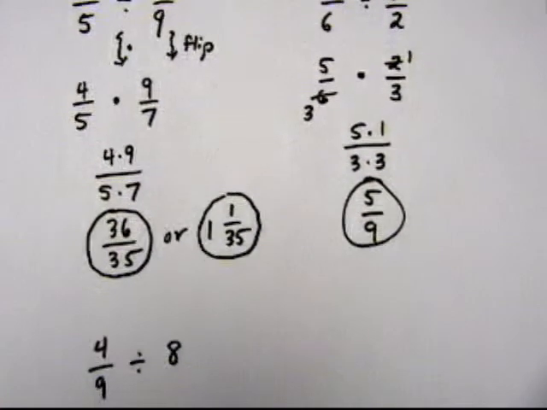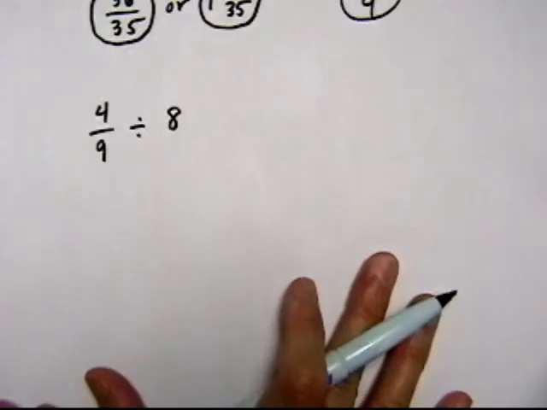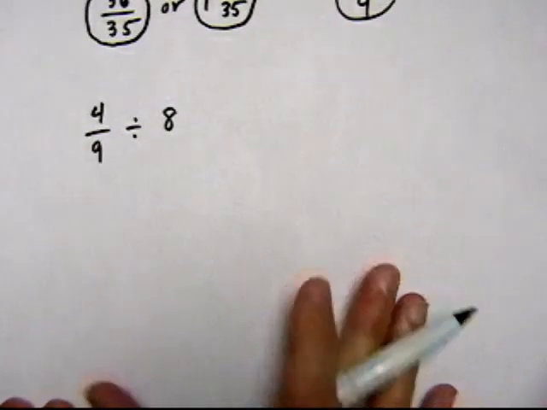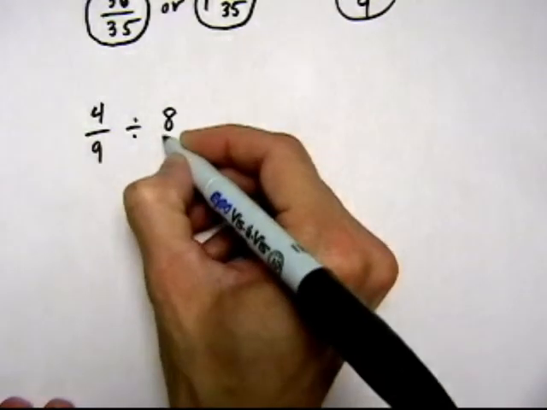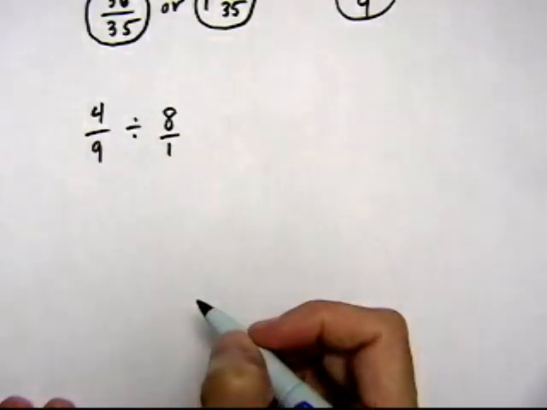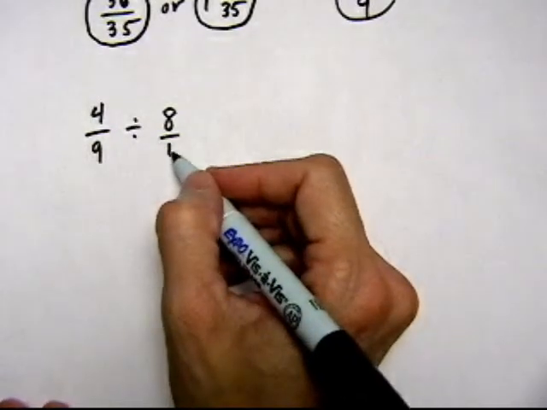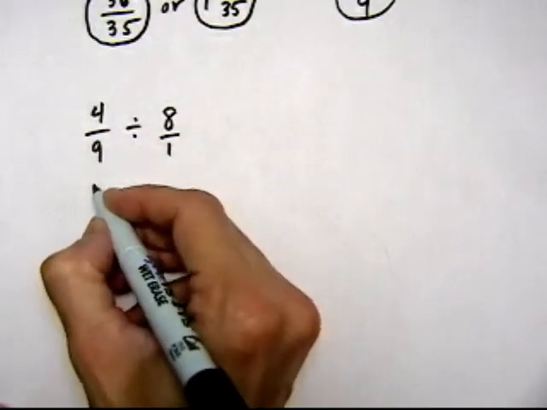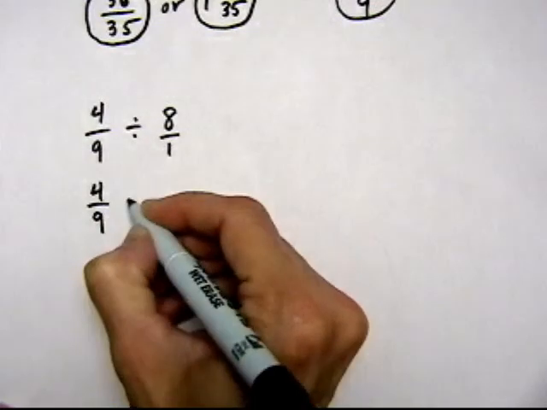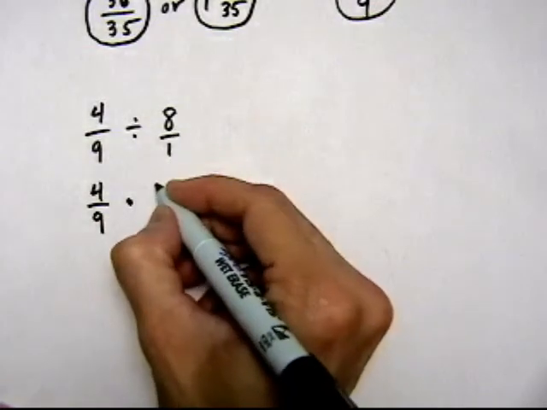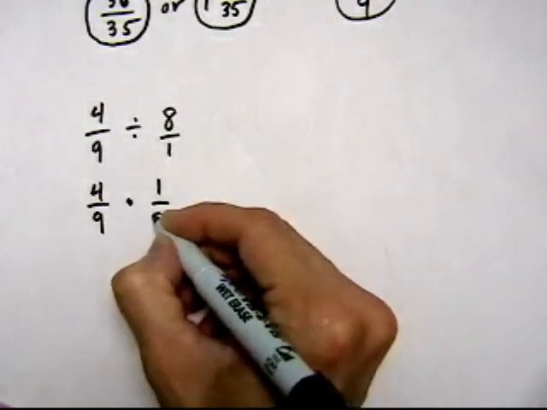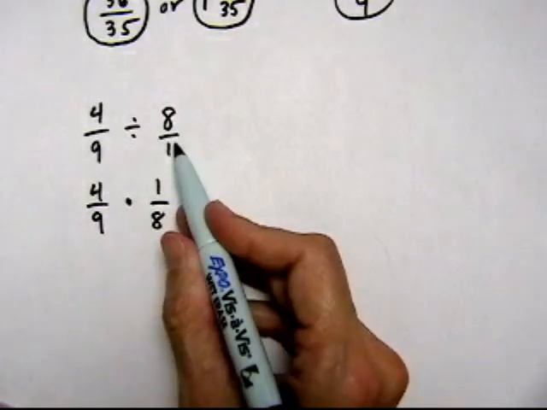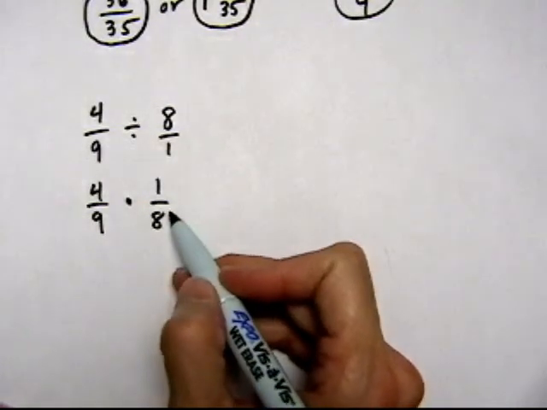And one more problem, 4/9 divided by 8. So when you're dealing with fractions, it's nice to put an over 1 for integers, just so it looks like a fraction and you can see the numerator and denominator clearly. And again, we're going to keep the first fraction, multiply by the one doing the dividing, its reciprocal. So times 1/8 instead of 8 over 1.